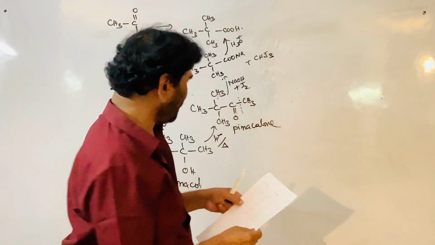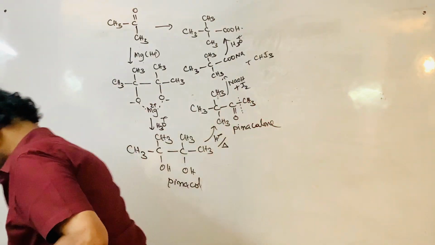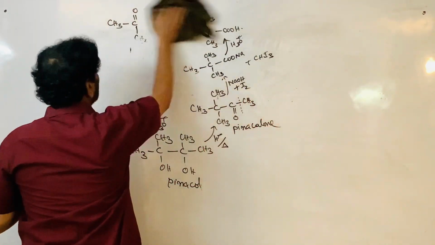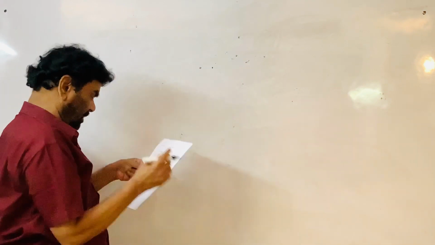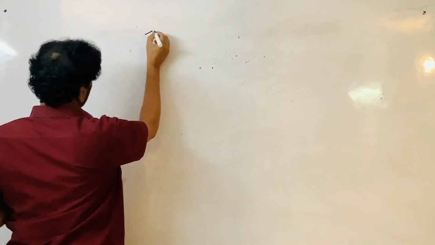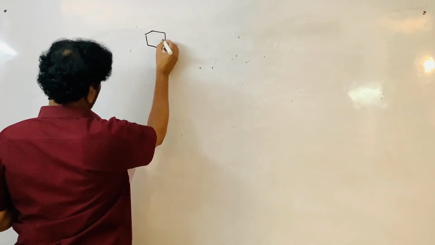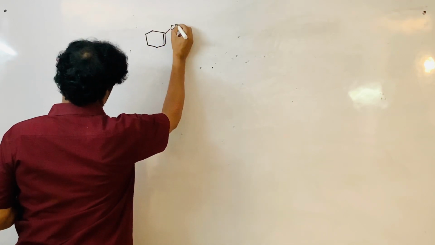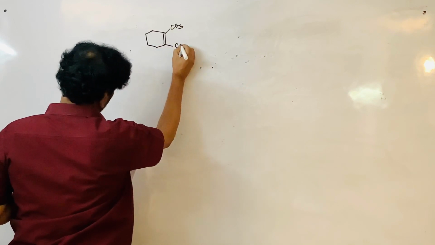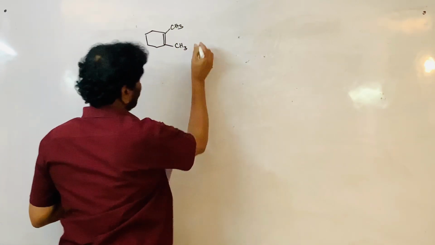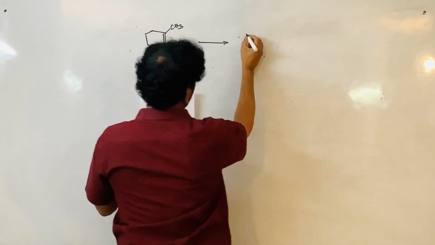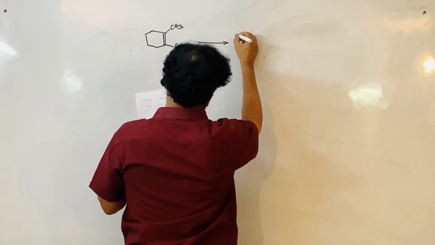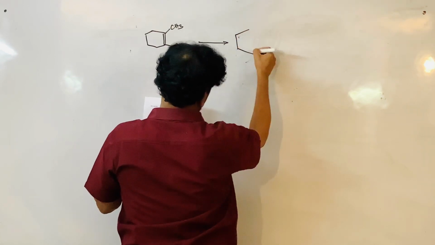And the fourth one is a very simple reaction, and you can rewind and check it. This is the fourth one: 1,2-dimethylcyclohexene is converted into a carboxylic acid, 1, 2, 3, 4, 5.